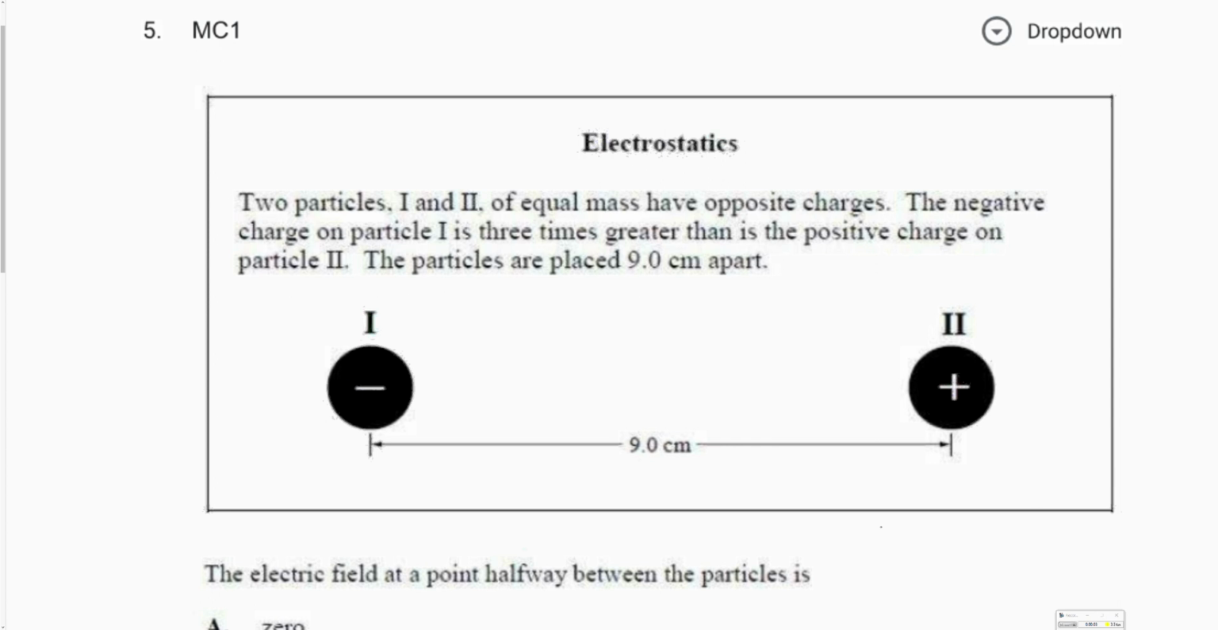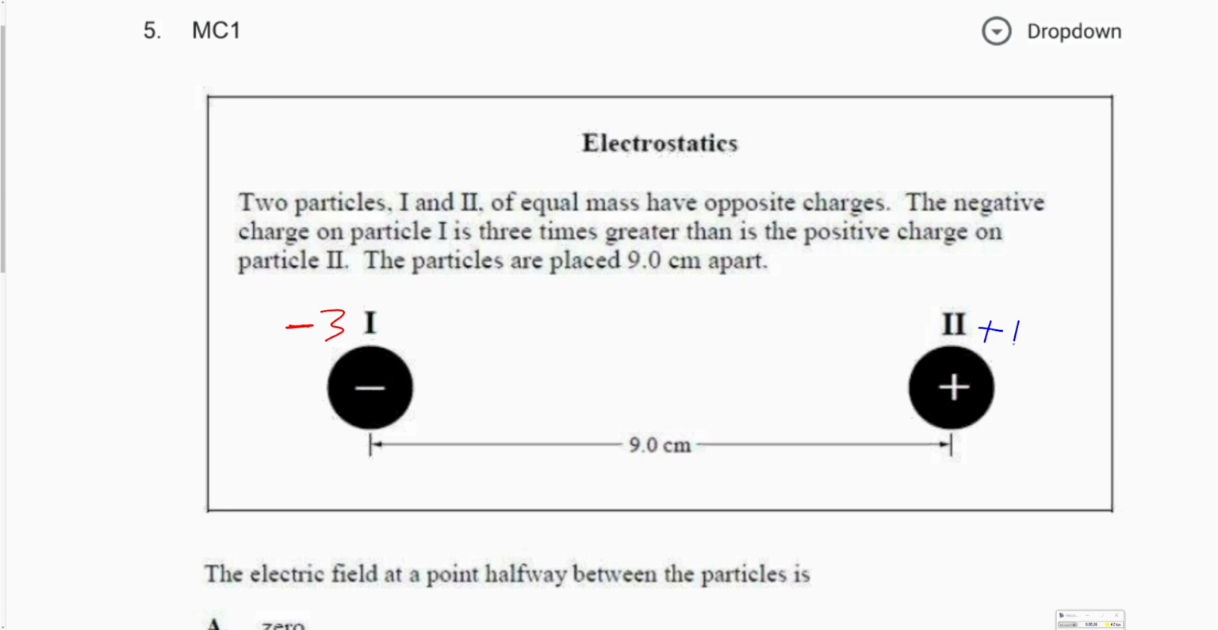Multiple choice question number 1. We have two charges, and we're trying to find the electric field midway between those two charges. Let's make the first one -3 because it says the charge on number 1 is 3 times the charge on number 2. The second one is going to be +1, +1,000, +1,000,000. It doesn't matter as long as it's 1/3 the value of number 1.